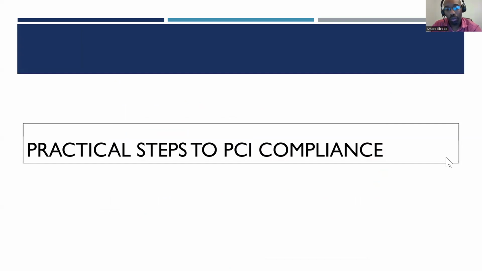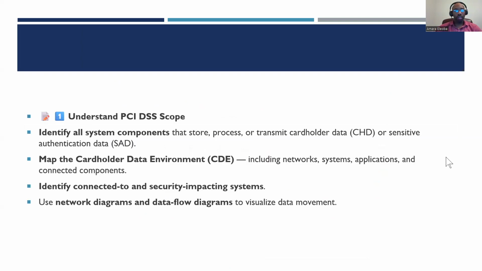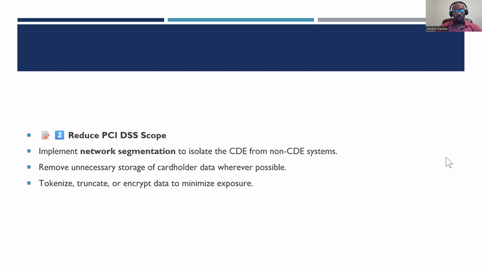Practical steps to PCI compliance. One, we need to understand your PCI scope. Two, you have to reduce your PCI scope, and you do that by implementing network segmentation and removing unnecessary storage of cardholder data when possible. You can also use tokenization if you want to. If your organization can afford it, that's the best way to descope some environments, by using tokenization.